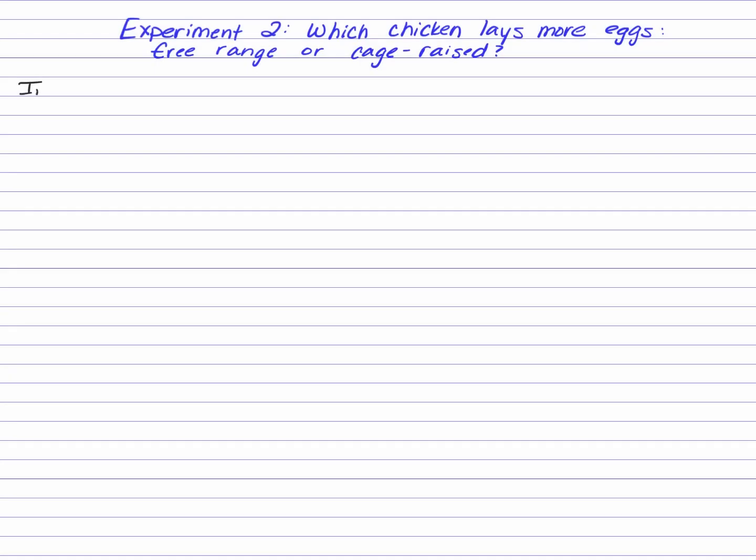Let's take a look at another experiment. In this experiment, we're going to decide which chicken lays more eggs, a free-range chicken or a cage-raised chicken. For our independent variable, or what I as the scientist will change, it'll be the environment for the chicken. They'll either be caged or they'll be free-range.